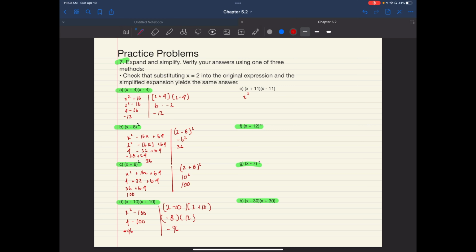x squared minus 121. Now sub 2 in, that's going to be 4 minus 121. It's going to be negative 117. Plug 2 into the original equation, and this is 2 plus 11, 2 minus 11, 13 times negative 9 works out to be negative 117.